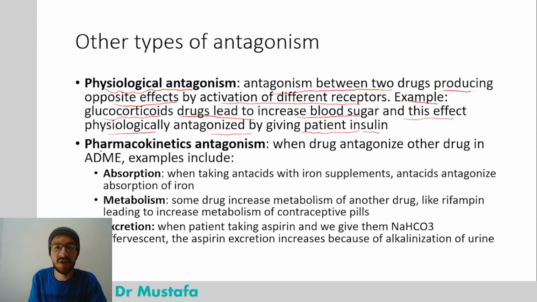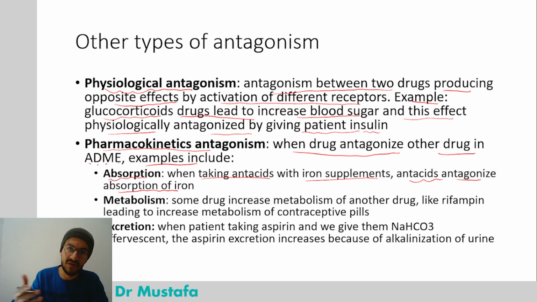Finally, we have the pharmacokinetic antagonism, and that's when a drug antagonizes another drug in the pharmacokinetics, meaning the absorption, distribution, metabolism, and elimination. An example for that would be the absorption. When a drug antagonizes another drug in the absorption process, for example when taking antacids with iron supplements, the antacids would antagonize the absorption of the iron.